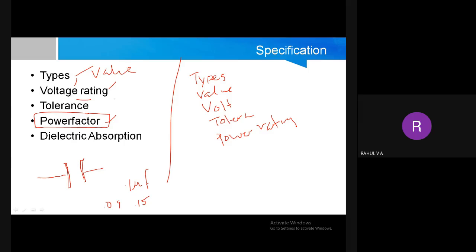Now I am asking one question. In the case of resistance, we had power rating and voltage rating. Now in the case of capacitance, we have only voltage rating. Why is power rating not there?